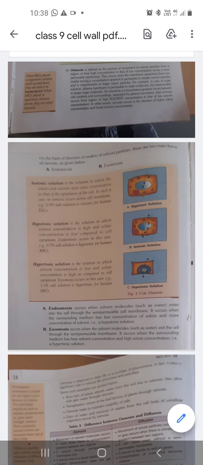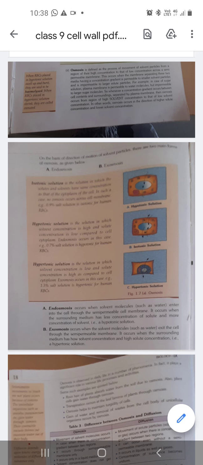The last one is the isotonic solution. What is the isotonic solution? When the solute and the solvent concentration is the same as that of the cytoplasm of the cell. In this case, no osmosis occurs. An example is the 0.9% salt solution for human RBCs.